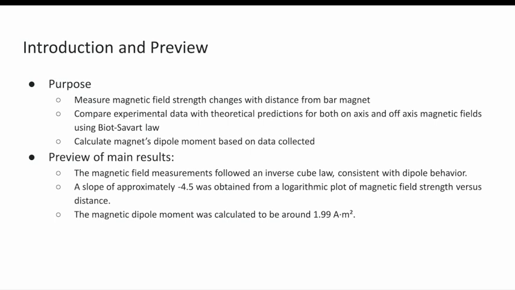A preview of our main results: the magnetic field measurements followed an inverse cube law consistent with dipole behavior. A slope of negative 4.5 was obtained from a logarithmic plot of magnetic field strength versus distance, and the magnetic dipole moment was calculated to be approximately 1.99 amperes meters squared.